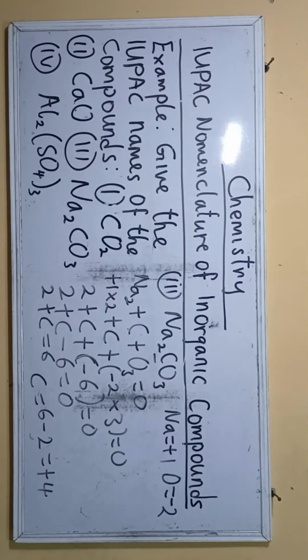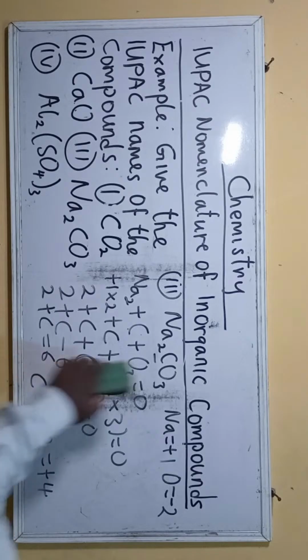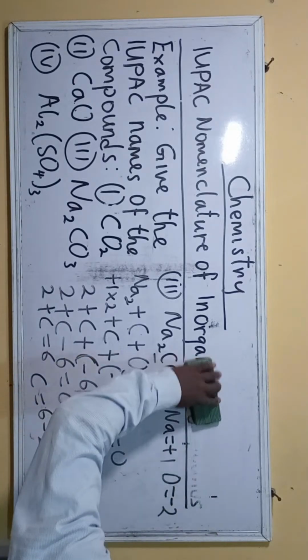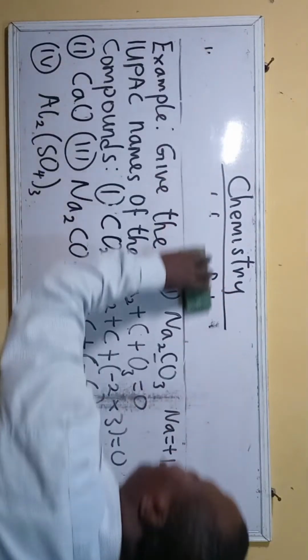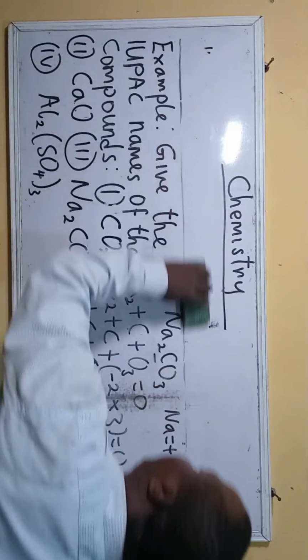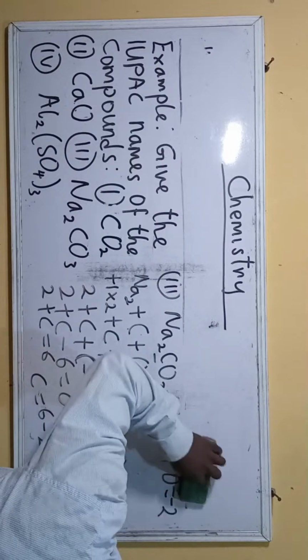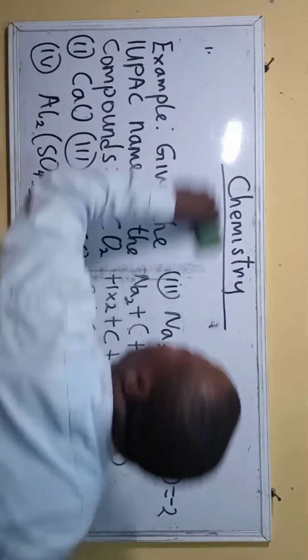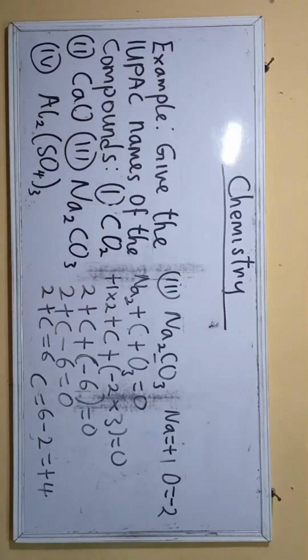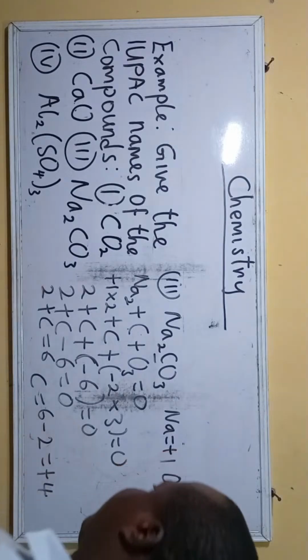If I want to name this compound, I have to remove the topic because of space. The board is not that big. I want to remove the topics to contain the name. Now let's start.